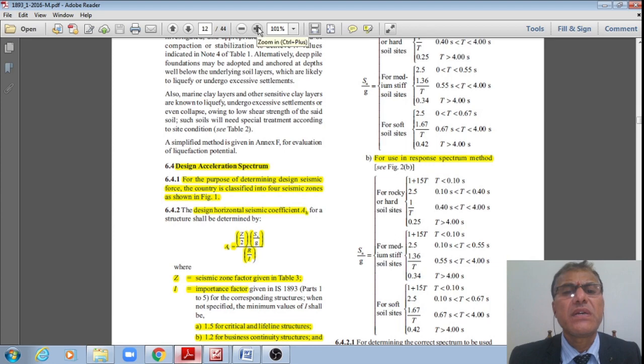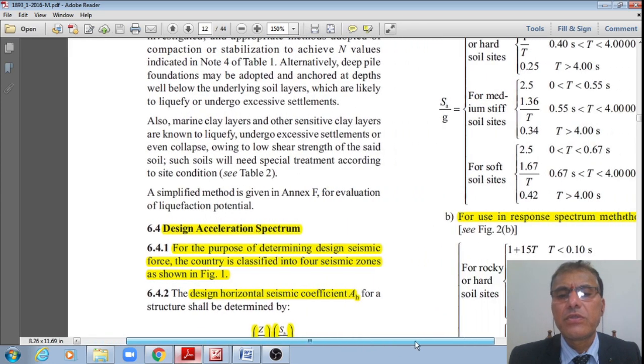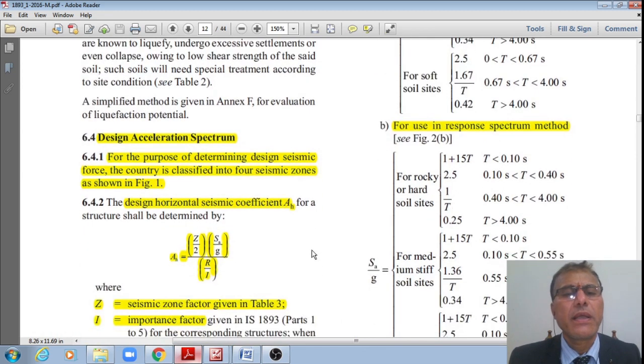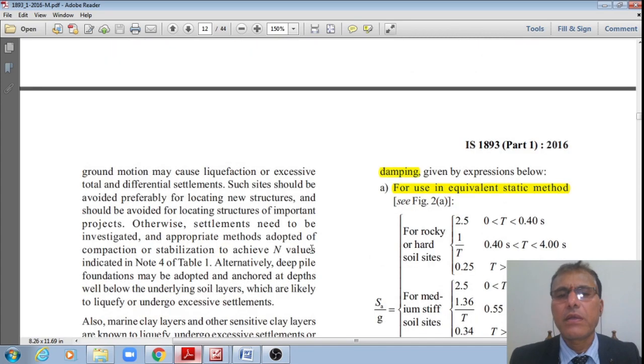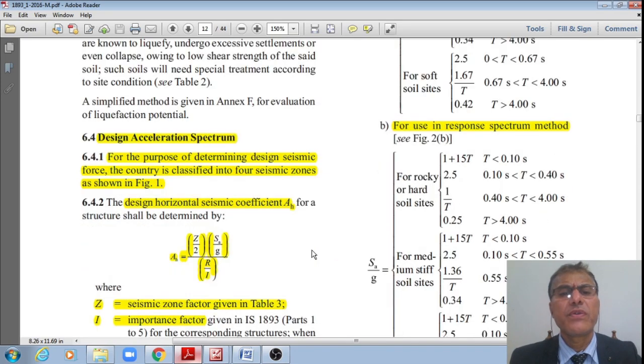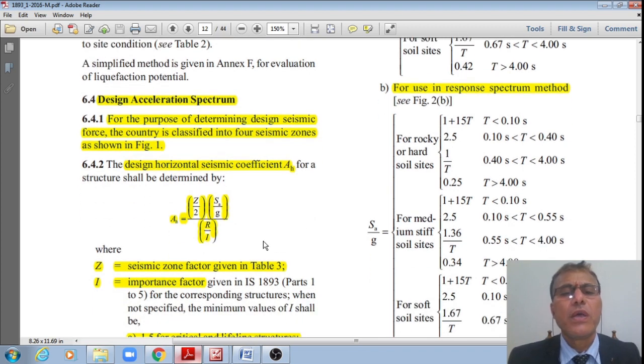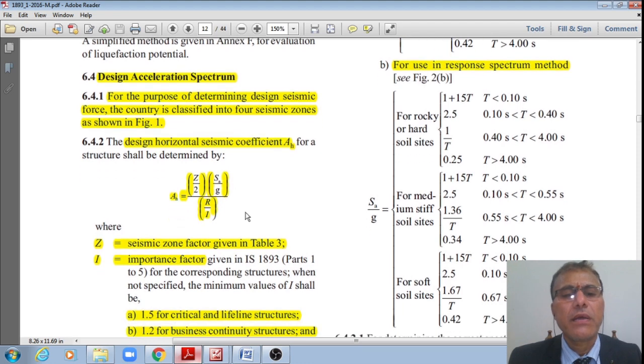Now once we see this zonation part, let us come to the next subheading, the design horizontal seismic coefficient. The design horizontal seismic coefficient denoted by AH for a structure shall be determined using this formula. AH is equal to Z by 2, SA by G, R by I. Alternatively, it can be written as ZI by 2R, SA by G. Both are same.